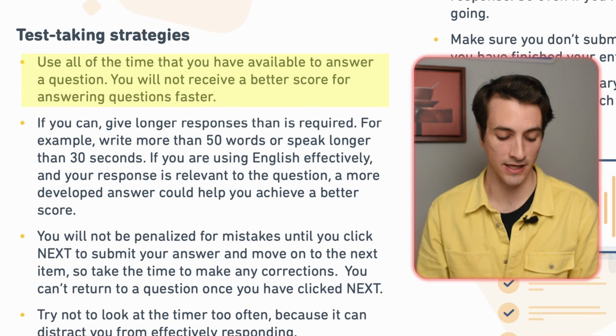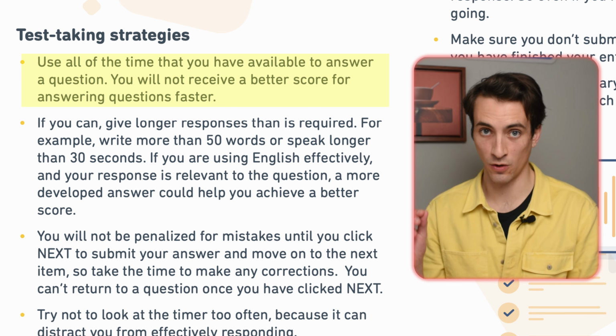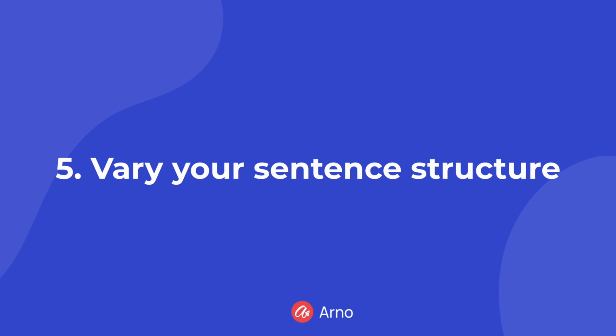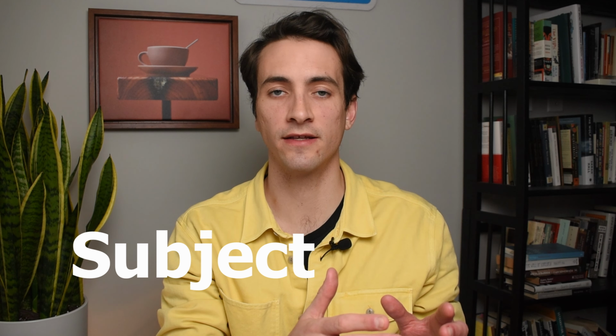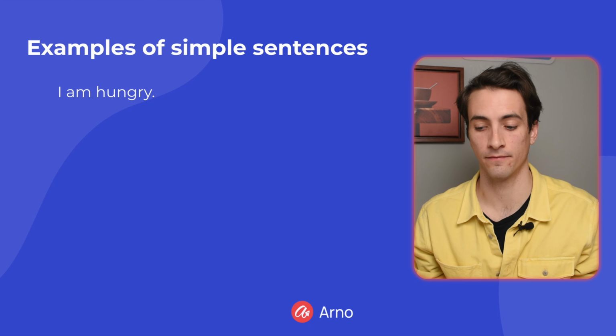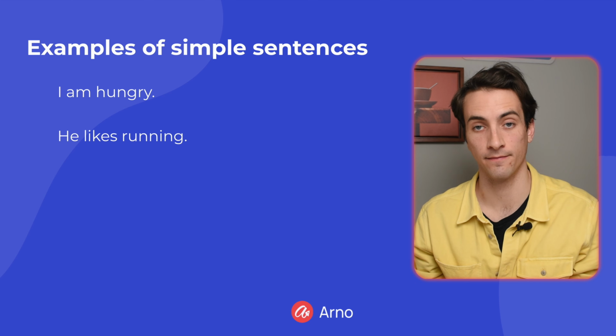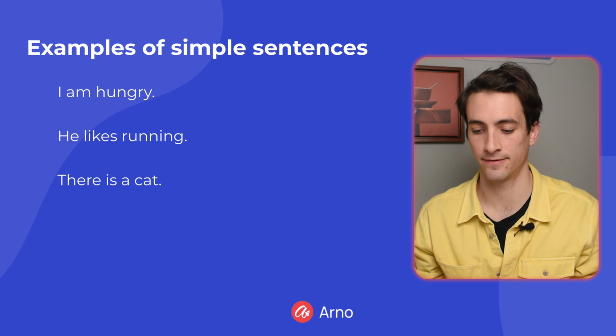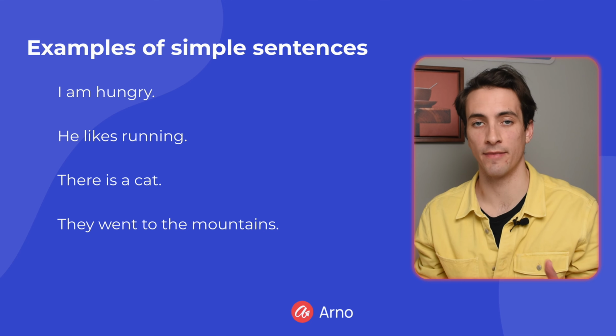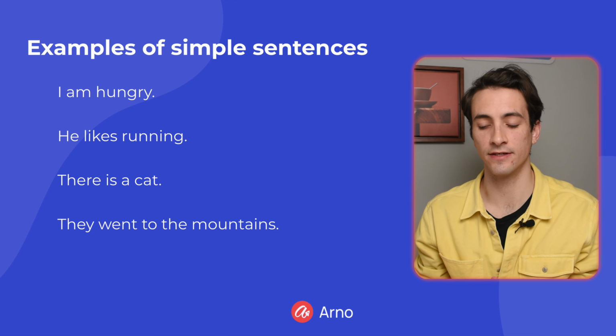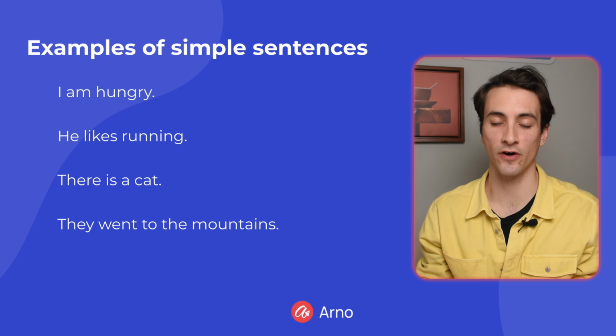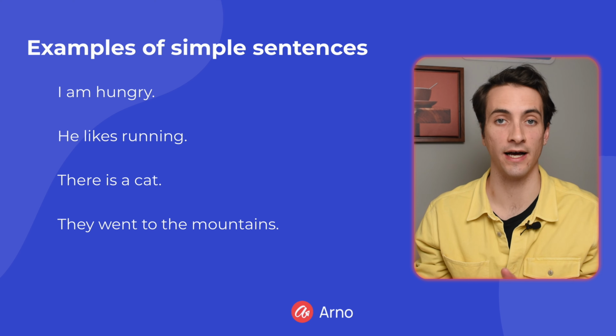You will not receive a better score for answering questions faster. Tip number 5, vary your sentence structure. A simple sentence starts with the subject, followed by the verb, and it expresses a simple idea. For example, I am hungry. He likes running. There is a cat. They went to the mountains. All of these sentences start with the subject, followed by the verb, and they express a simple idea.